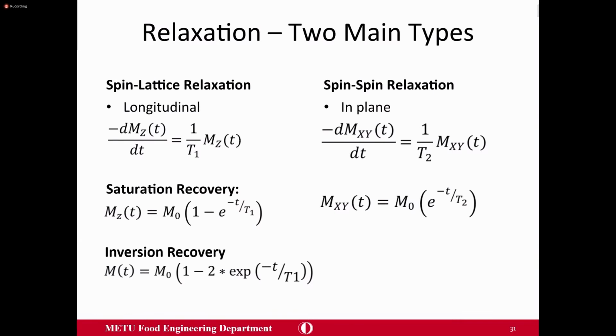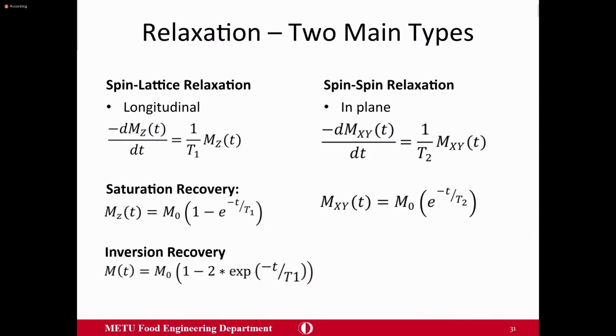So spin-lattice relaxation is known as longitudinal relaxation. Spin-spin relaxation is also known as transverse relaxation. One is denoted as T1, the other as T2. When you look at the signal expressions for these two relaxations, you see that in spin-lattice relaxation we talk about a recovery, whereas in spin-spin relaxation we talk about a decay. Let us understand it much better.